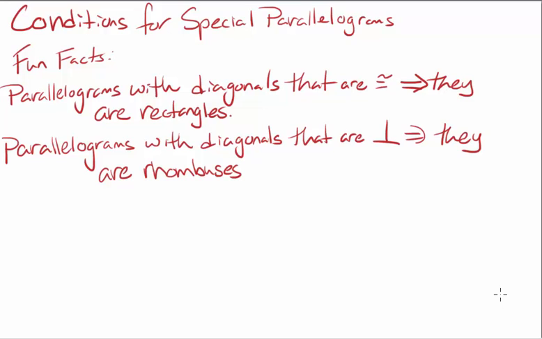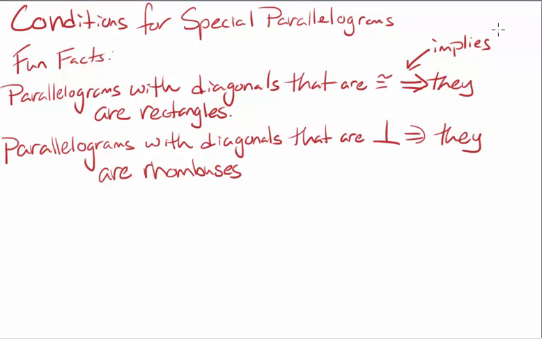When I was going through the notes here, I did not know whether to put definitions or equations or formulas, so I just put them as fun facts, and we're going to use a nice little red today. Our first fun fact is that parallelograms with diagonals that are congruent imply they are rectangles. And again, this little symbol right here means implies.